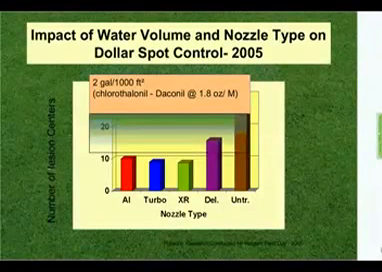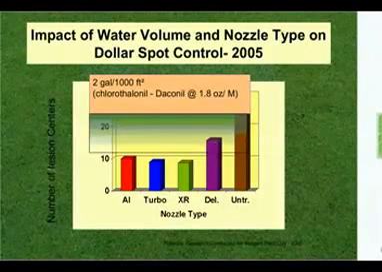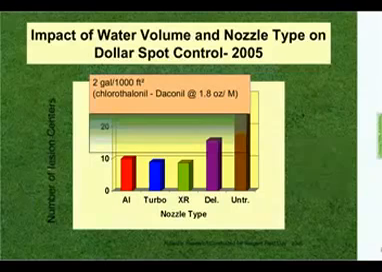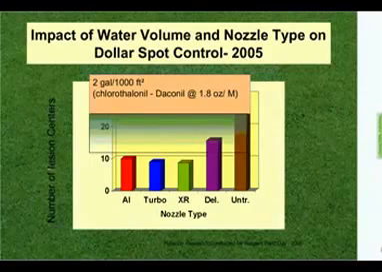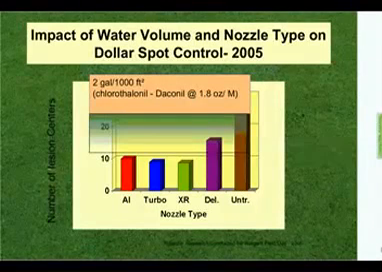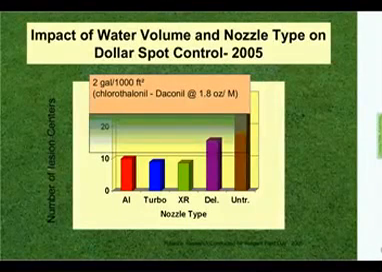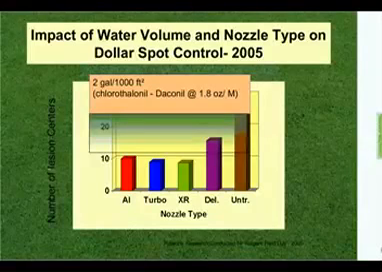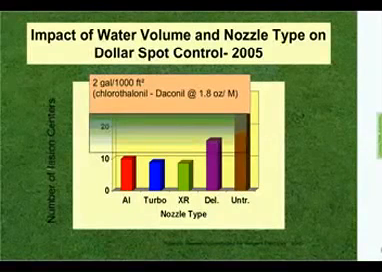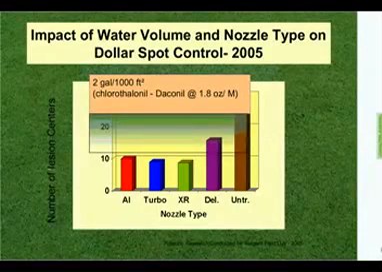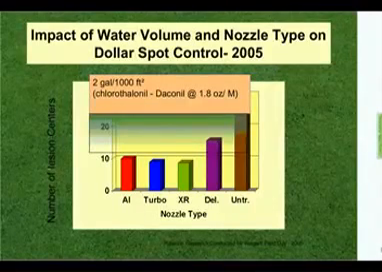So the take-home message is essentially that nozzles and water volume are important, and that with the better nozzles, such as air induction and the extended range nozzles, going between 1 and 2 gallons really is ideal. The Delavan nozzles, surprisingly enough, you'd have to go through about 4 to 5 gallons of water per 1,000 to get equivalent levels of control.